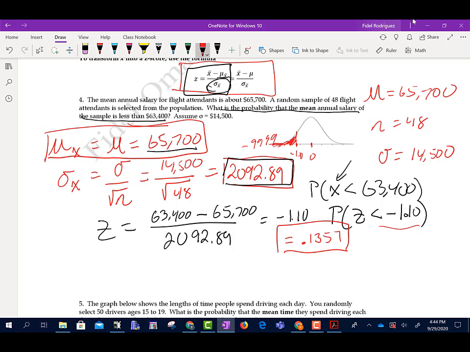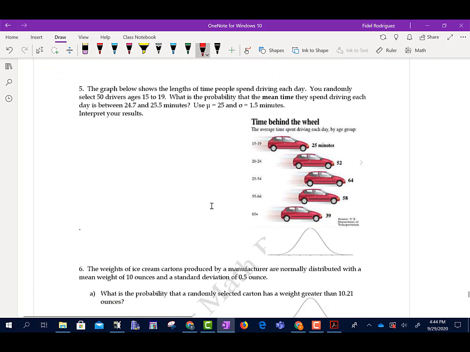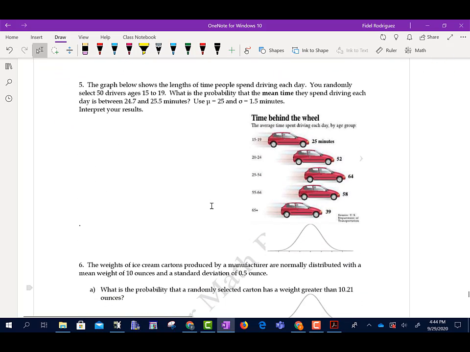All right. So now let's take a look at the next problem here. It says, the graph below shows the lengths of time people spend driving each day. We randomly select 50 drivers ages 15 to 19. What's the probability that the mean time they spend driving each day is between 24.7 and 25.5 minutes? Use mu to be 25 and sigma to be 1.5.